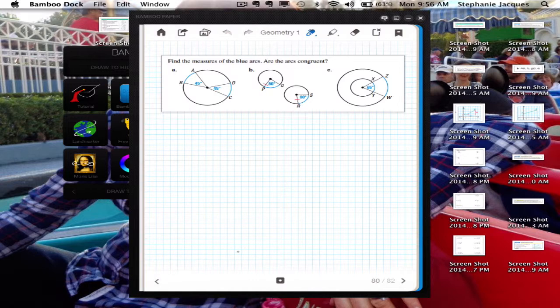Find the measures of the blue arcs. Are the arcs congruent? So let's look. In order for arcs to be congruent, you need to have congruent circles or be on the same circle and have the same degree. This one is on the same circle and they have the same degree. So the measurement of the blue arcs, AB and DC, are 45 degrees, and yes, they are congruent because same circle, same degrees.